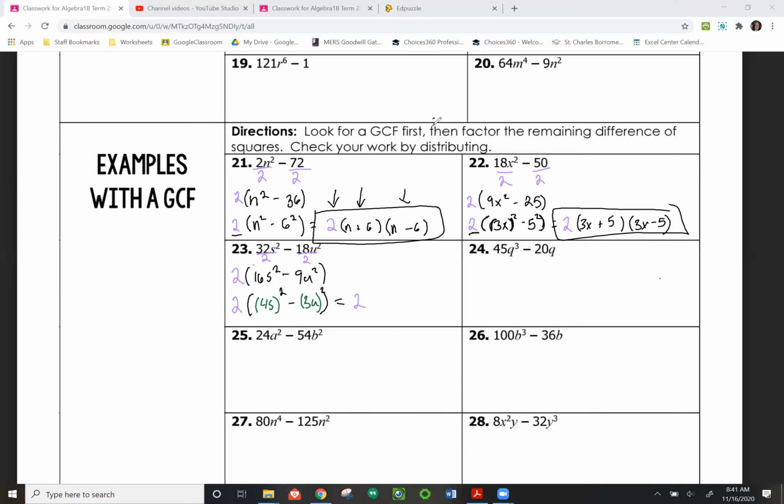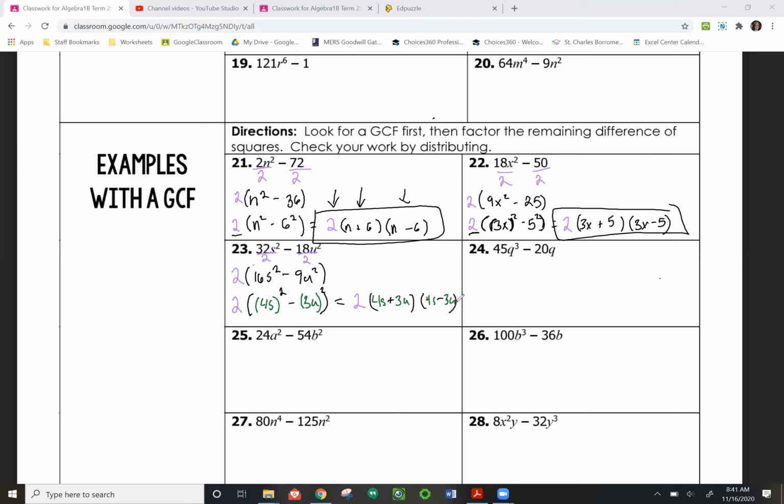2 times the quantity. So since we have a difference of squares, I'm going to set up my parentheses. This is going to be a plus, that's going to be a minus. We have 4s plus 3u times 4s minus 3u.